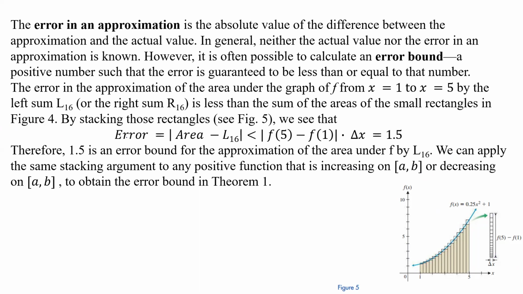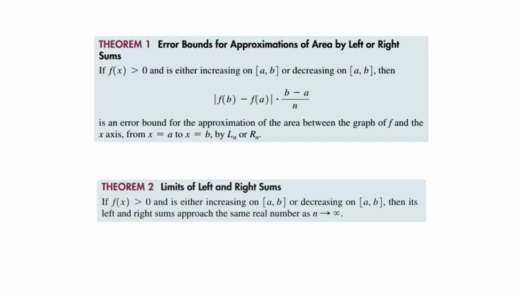So our error, the absolute value of area minus L16, is going to be less than f of 5 minus f of 1 times the delta x, and that's going to give us 1.5. Okay, so doing the calculation, we find that out. And therefore, 1.5 is the error bound for approximation of the area of f by L16. And we can apply the same stacking argument to any positive function that's increasing on the closed interval from a to b, so 1 to 5 or 2 to 3 or whatever it is. And we can obtain the error bound in theorem 1, which we'll see here on the next page.